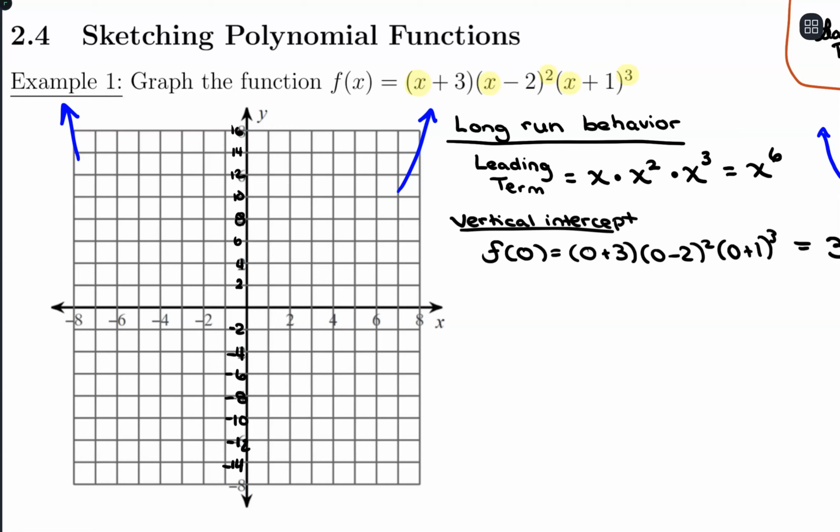Okay, so 0, 12. We have a coordinate right there. Now let's take a look at our horizontal intercepts.